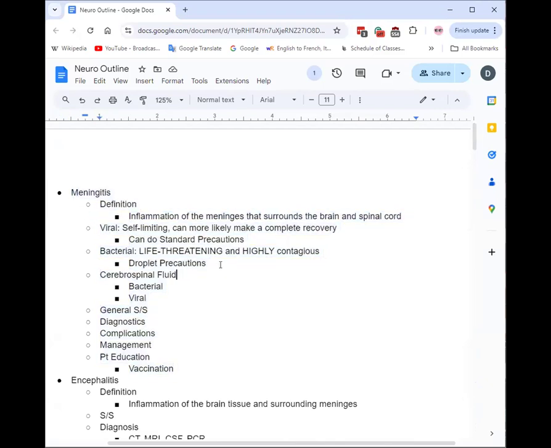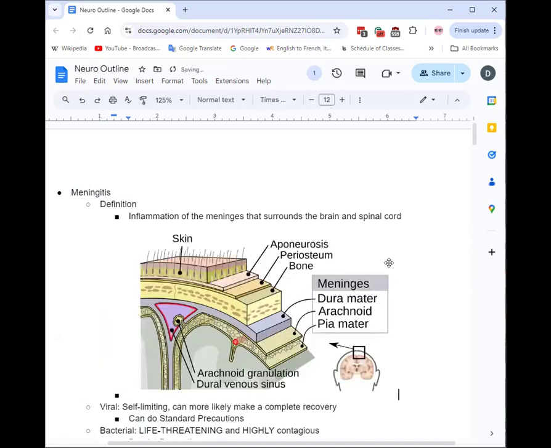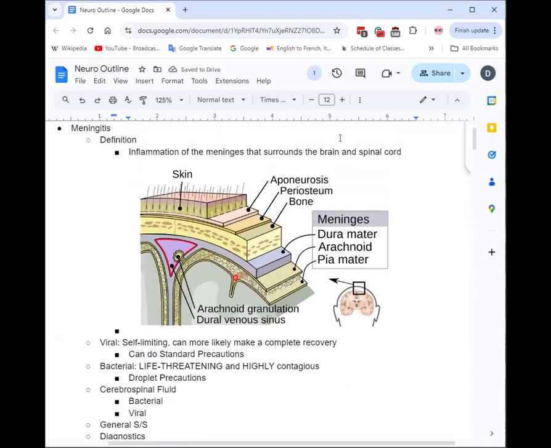I already have written out here the definition of meningitis. It's inflammation of the meninges. It surrounds the brain and spinal cord, and here's an anatomy picture if that helps you. The meninges is composed of these little layers. It has cerebral spinal fluid running through it, and this is an inflammation of one of these layers. I think it's typically the arachnoid or the pia mater, but that doesn't really matter.